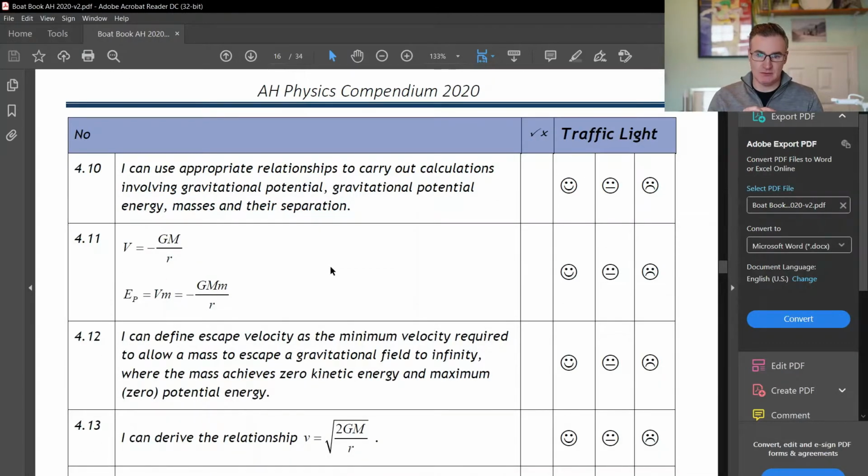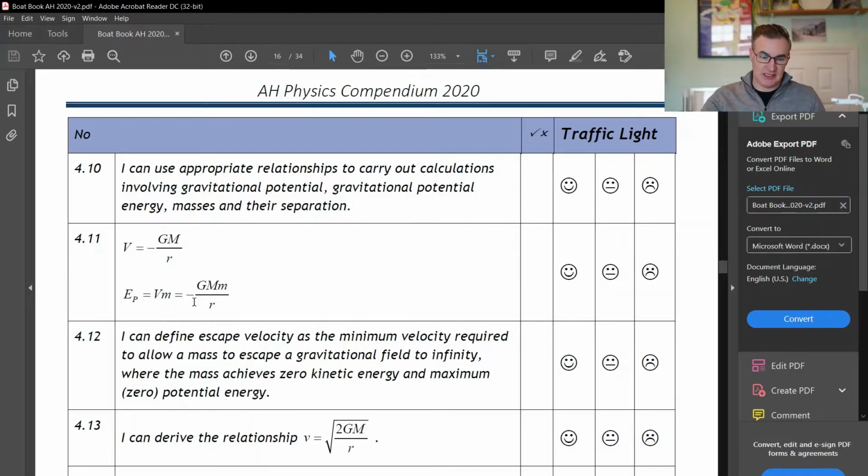4.10, you can use a formula to carry out calculations with gravitational potential and gravitational potential energy, and then 4.11 are the two formulas that are involved in that. So we'll have V, which is what we're going to use to represent gravitational potential, the same as what we did with electrical potential.